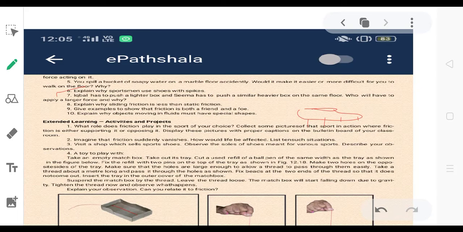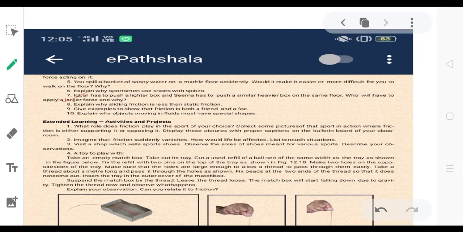So these spikes provide better grip. Spikes on the shoes provide better grip while running because the frictional force between the ground and the shoes is increased by the spikes. So the frictional force between the shoe and the ground is increased by the spike, and it provides better grip.